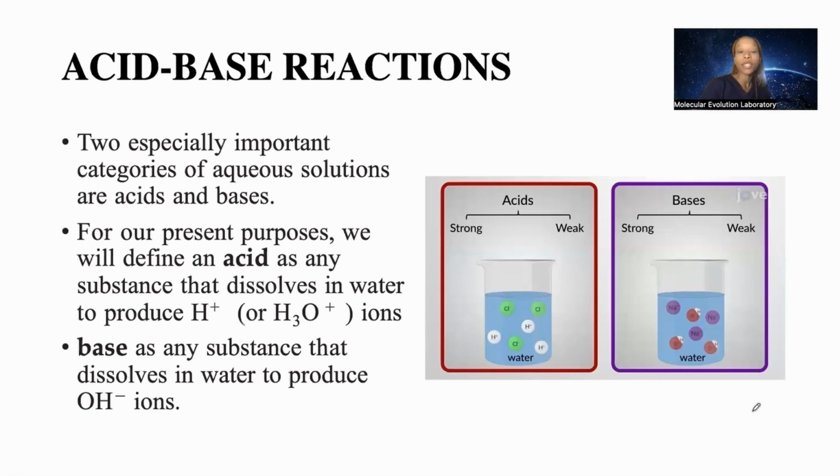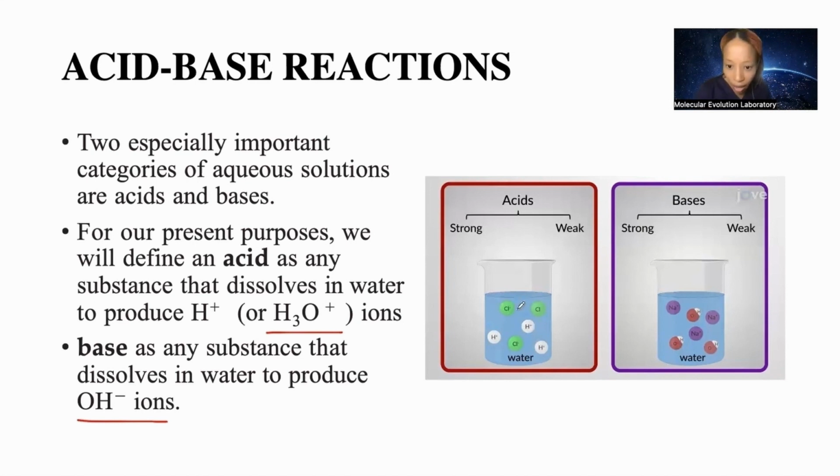Two especially important categories of aqueous solutions are acids and bases. For our present purpose, we will define acid and base. So acid can be defined as any substance that dissolves in water to produce hydrogen ions, or H3O+ ions, or hydronium ions. A base is any substance that dissolves in water to produce hydroxyl ions or hydroxide ions.